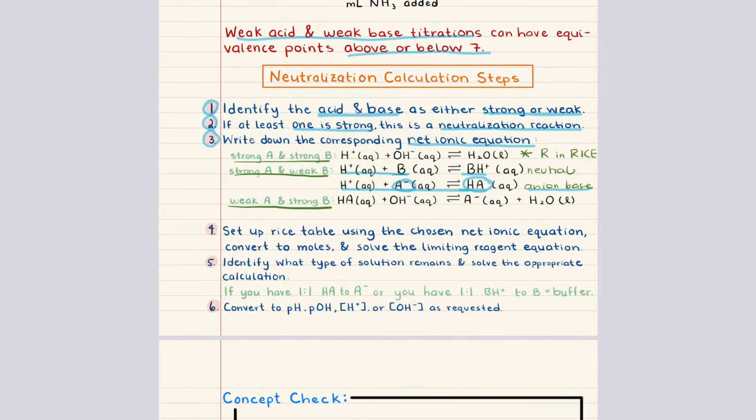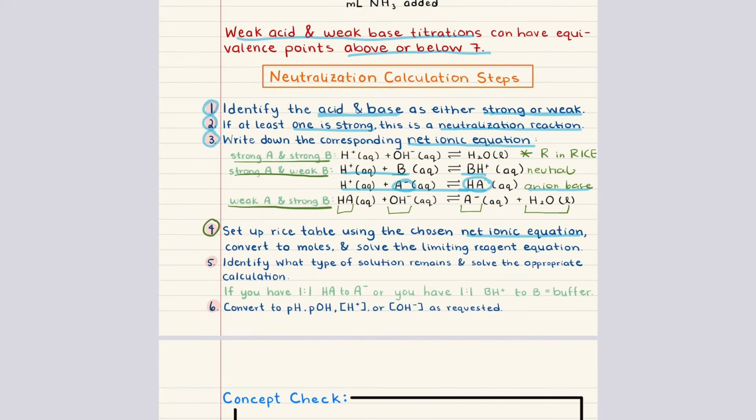If you have a weak acid with strong base, then the reaction you can write in your R row of your RICE table is HA plus hydroxide ion gives us the conjugate base A with a -1 charge plus water. Then you're ready to move into step 4, which is all about setting up your RICE table. Reaction, initial, change, and equilibrium.